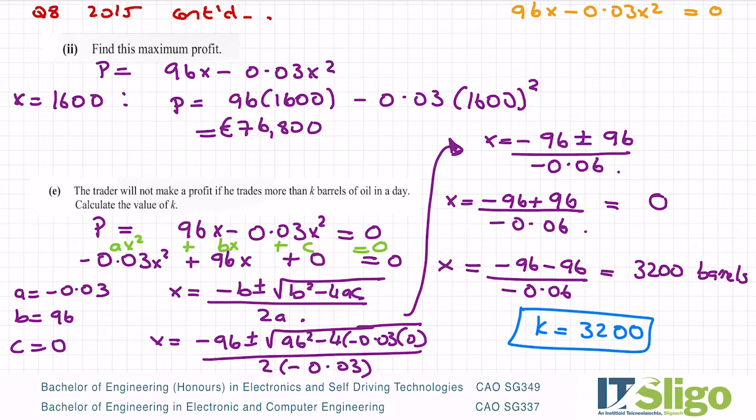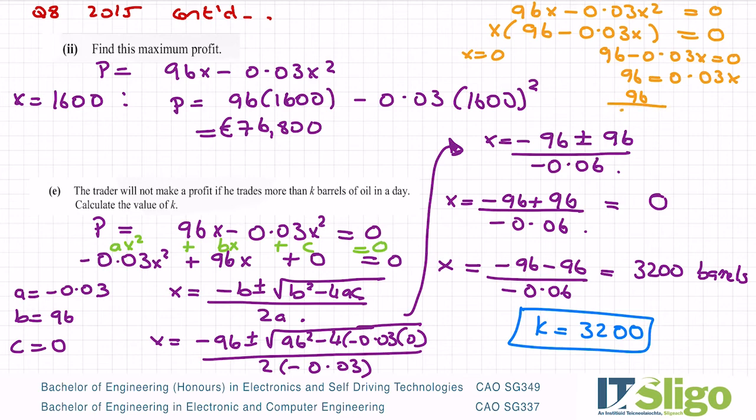The other way of solving this type of equation that doesn't have a c in it, for example, is to factor out the x. So x by what gives me 96x? It's 96. This is taking out the highest common factor from junior cert. Take out one of the x's over here and you're left with minus 0.03x, equals 0. At this point you can let each factor equal 0. So x is equal to 0 is one of your solutions, and 96 minus 0.03x equals 0 is your other solution. Solve that for x and you will also get x being equal to 3200. This is another alternative way to solve an equation like this. Either way, K is equal to 3200 barrels.